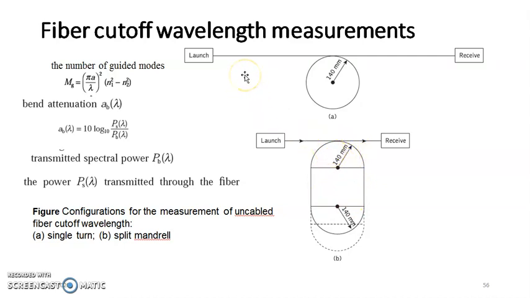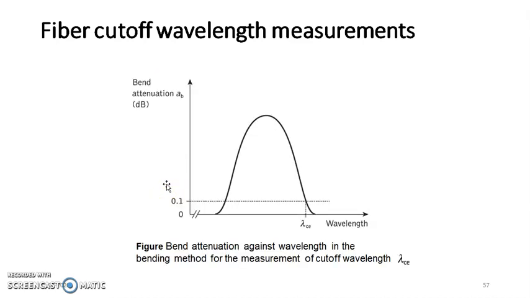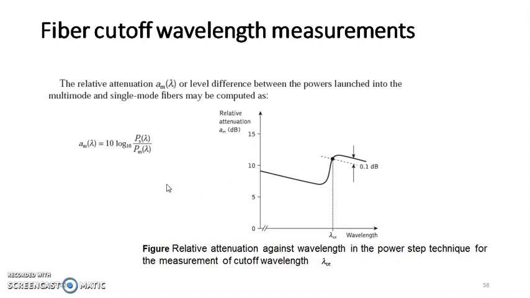From this particular fiber, the number of guided modes Mg is equal to pi a of lambda by lambda, bracket square, into n1 square minus n2 square. Then bend attenuation is obtained: A of lambda is equal to 10 log of Ps of lambda by Pb of lambda. How much is the power transmitted and how much is the transmitted spectral power, we can calculate for the given fiber. So bend attenuation against the wavelength in the bending method can be used for the measurement of the cutoff wavelength.